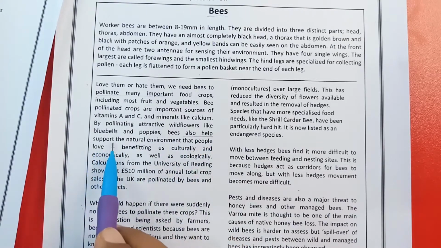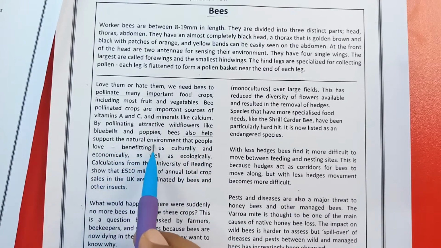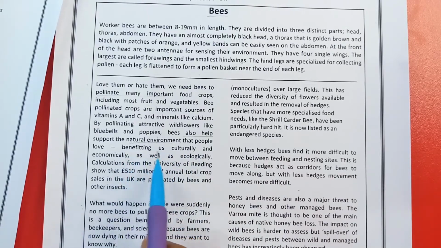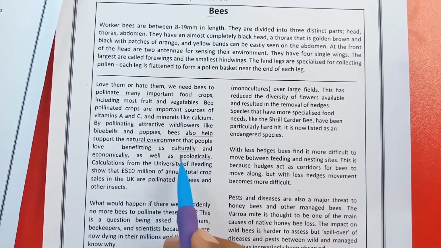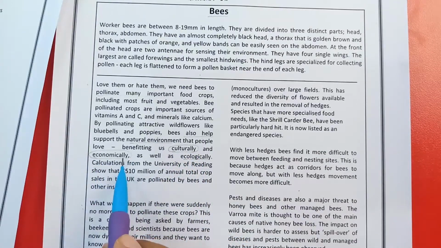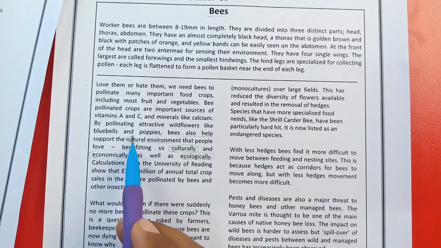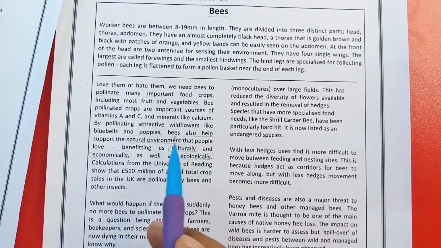other points. Also, bees support the natural environment that people love. First is the natural environment, then benefiting us culturally, economically, as well as ecologically. So these are the 3 points. They are helping us culturally, economically, and ecologically, and they are also helping us to support the natural environment.